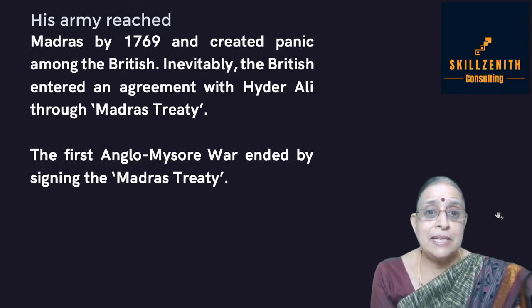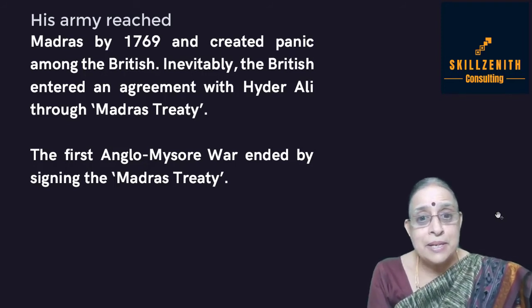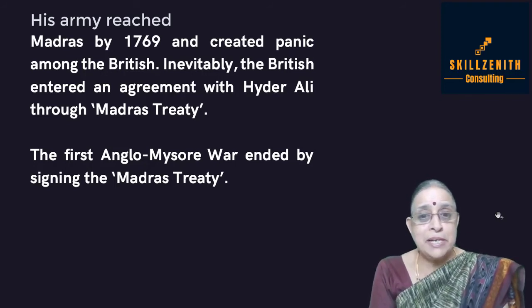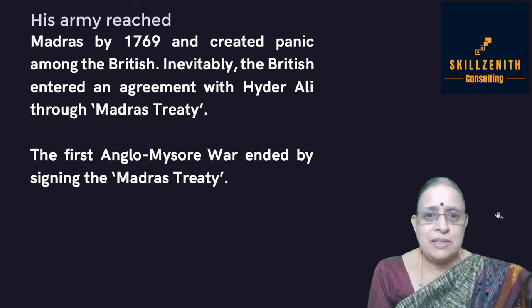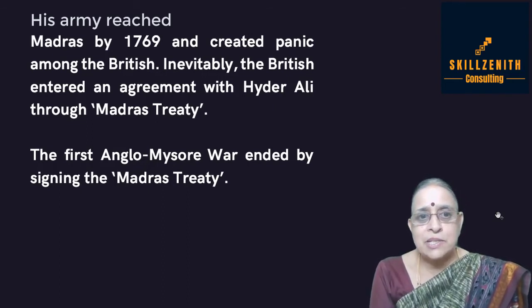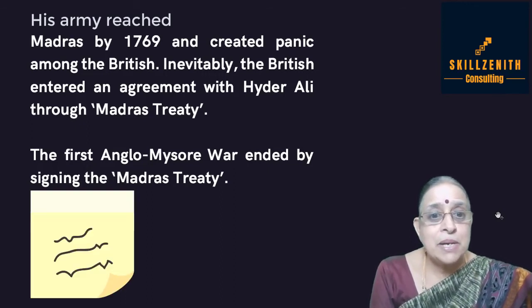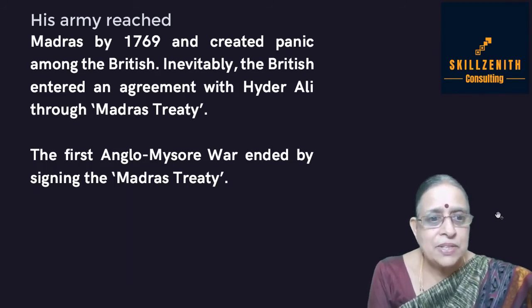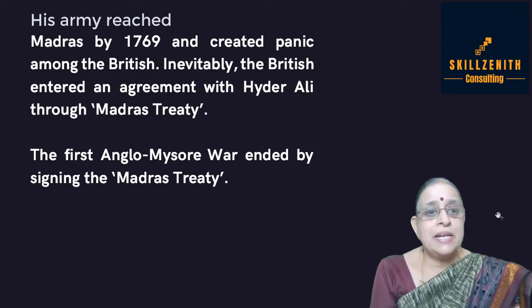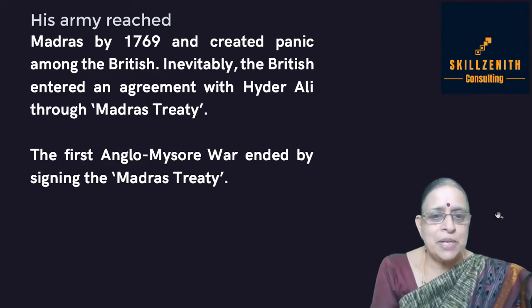With no other way, inevitably, what do the British do? You have already learned in the previous chapter that the British were very intelligent, either waging war or entering into an agreement. Those were their only two weapons. So when Madras went into the hands of Hyder Ali, the British signed an agreement with Hyder Ali. It was called the Treaty of Madras, or Madras Treaty. In the year 1769, the first Anglo Mysore War ended by signing the Madras Treaty.